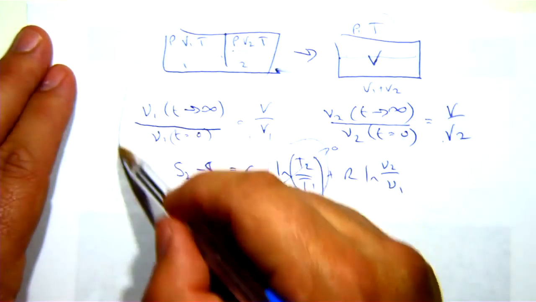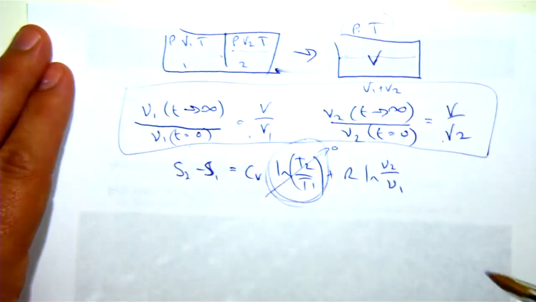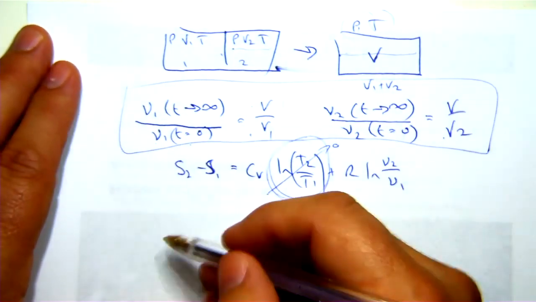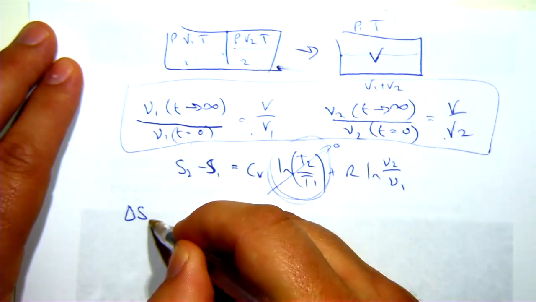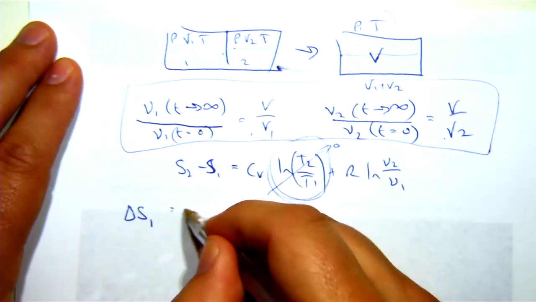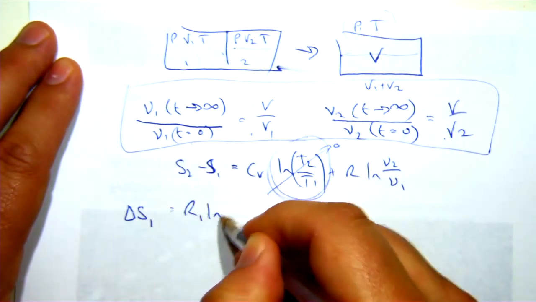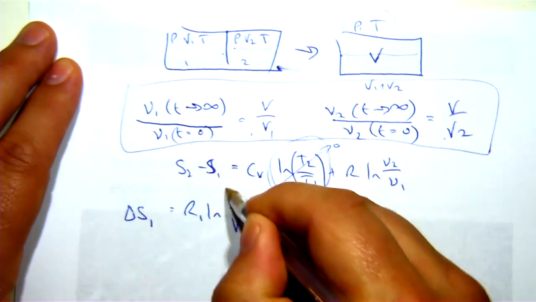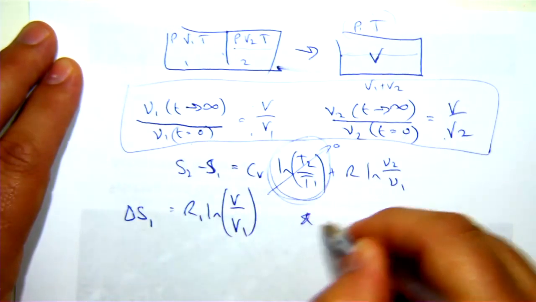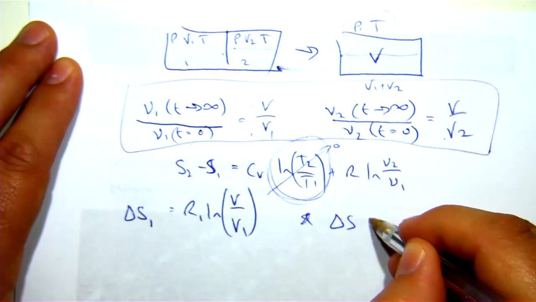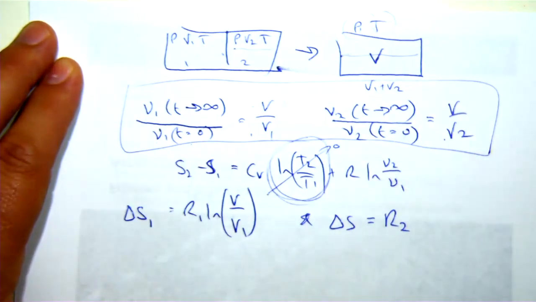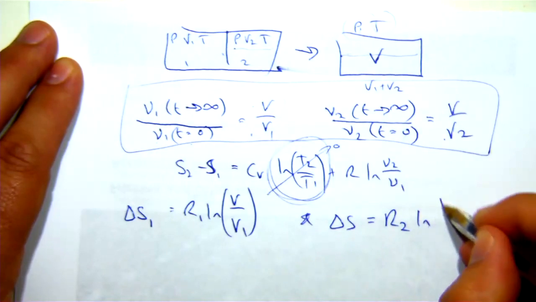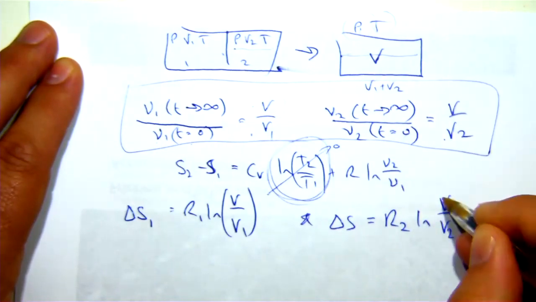And I've made a statement for V2 and V1 for both substances. So what I've got now is that the delta S for substance 1 equals R1 log V on V1, and delta S for the other substance is R2. Remember I said argon and nitrogen, they're two different R's. Log V on V2.